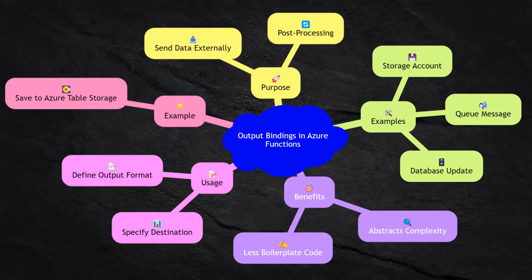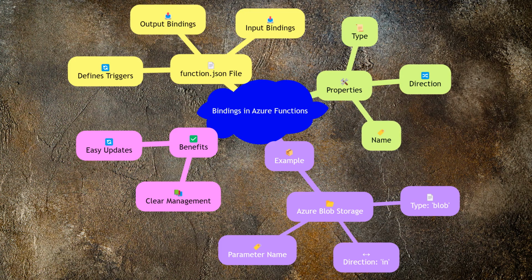Output bindings enable Azure Functions to send data to an external service after processing. This could be writing data to a storage account, sending a message to a queue, or updating a database. Output bindings abstract the complexities of service integration, allowing developers to specify the destination and format of the output data. For instance, an output binding can automatically save processed data to an Azure table storage, reducing the amount of boilerplate code required.